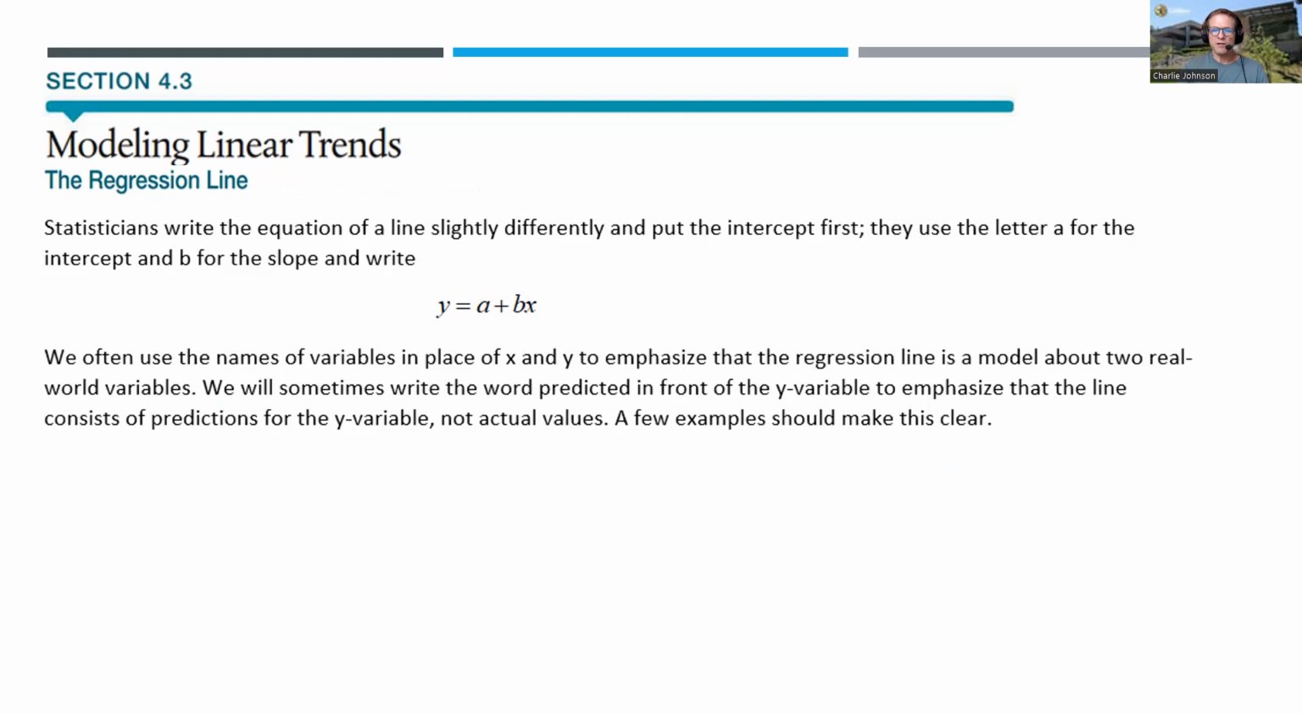We often use the names of variables in place of x and y to emphasize that the regression line is a model about two real-world variables. We'll sometimes write the word predicted in front of the y variable to emphasize that the line consists of predictions for the y variable, not actual values. Once we do a few examples, that should make this really clear.